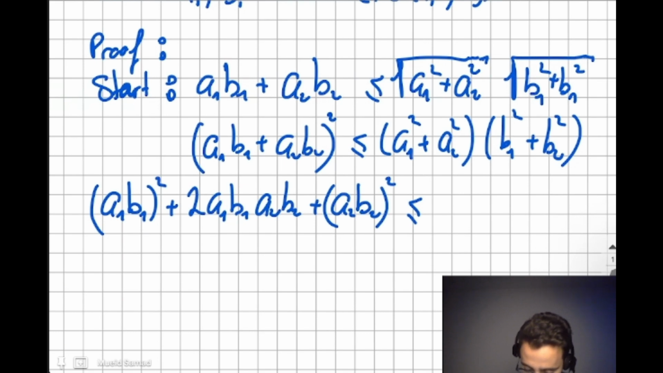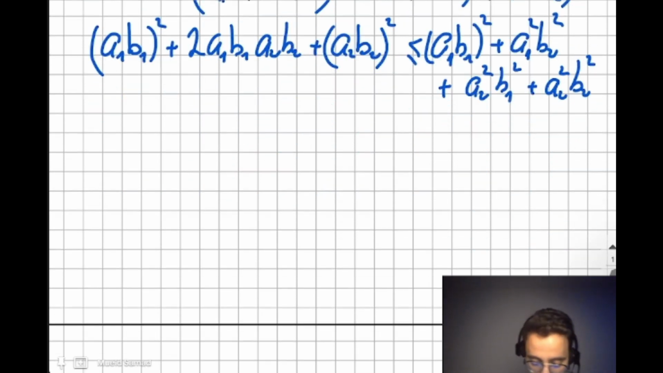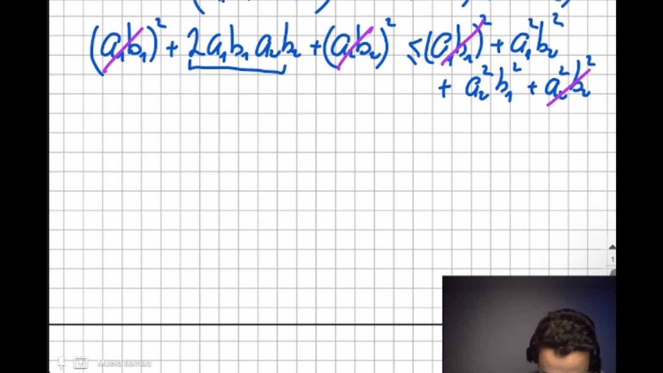Smaller or equal to a1 squared b2 squared plus a2 squared b1 squared plus a2 squared b2 squared. Okay. Let's see what we can remove. This cancels with this one, this cancels with this one, and then we end up with, and maybe we can bring this one here to the other side. So let's do that. Let's just write it out before we do that.